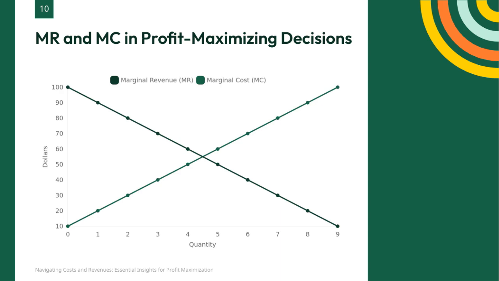At this point, the cost of producing one more unit exactly equals the revenue that unit generates. So beyond this quantity, producing more would reduce overall profit. Understanding this balance helps businesses make informed decisions about the optimal level of production to maximize their earnings.